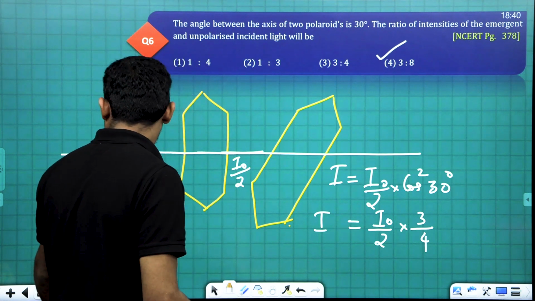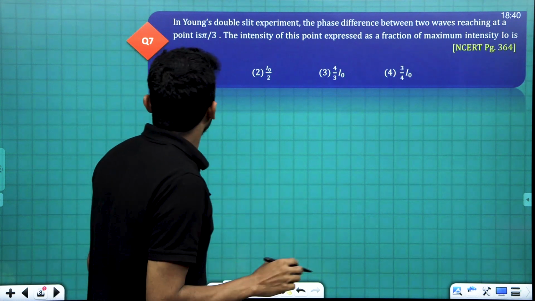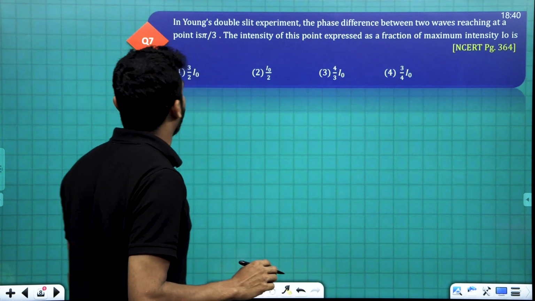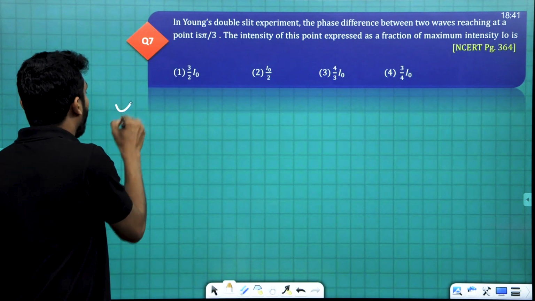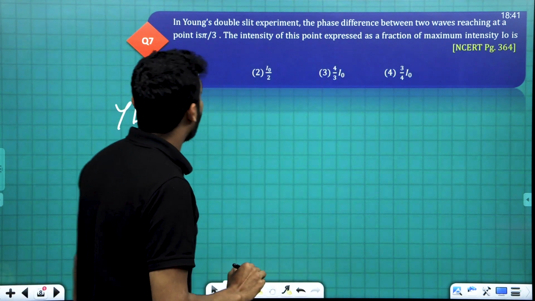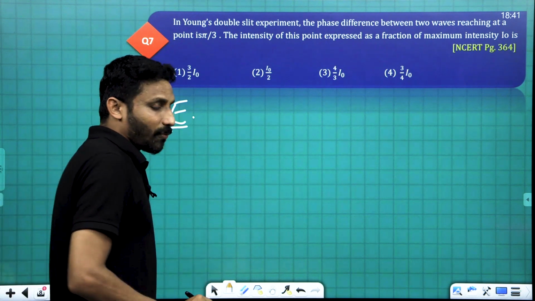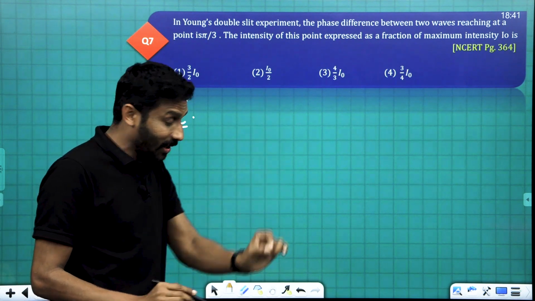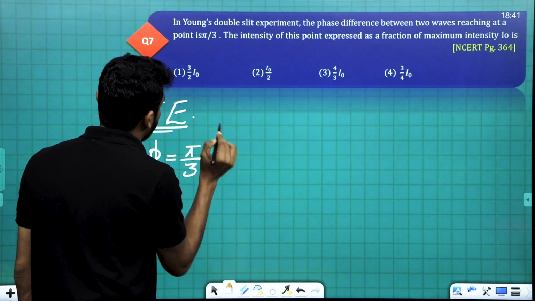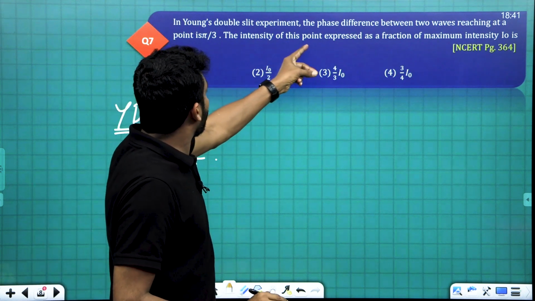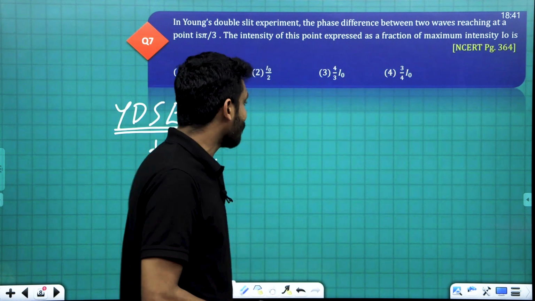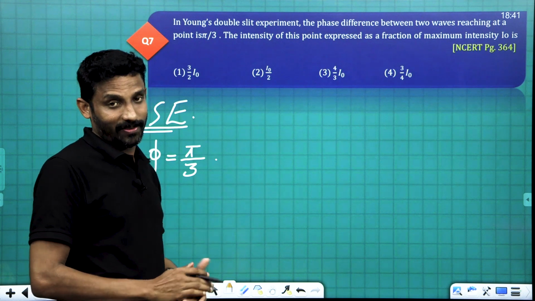Good. The next one. In Young's double slit experiment, the phase difference between two waves reaching a point is pi by 3. YDSE is Young's double slit experiment. The phase difference of two waves hitting a point on the screen is given as pi by 3. The intensity at this point, expressed as a fraction of the maximum intensity I naught, is asked.